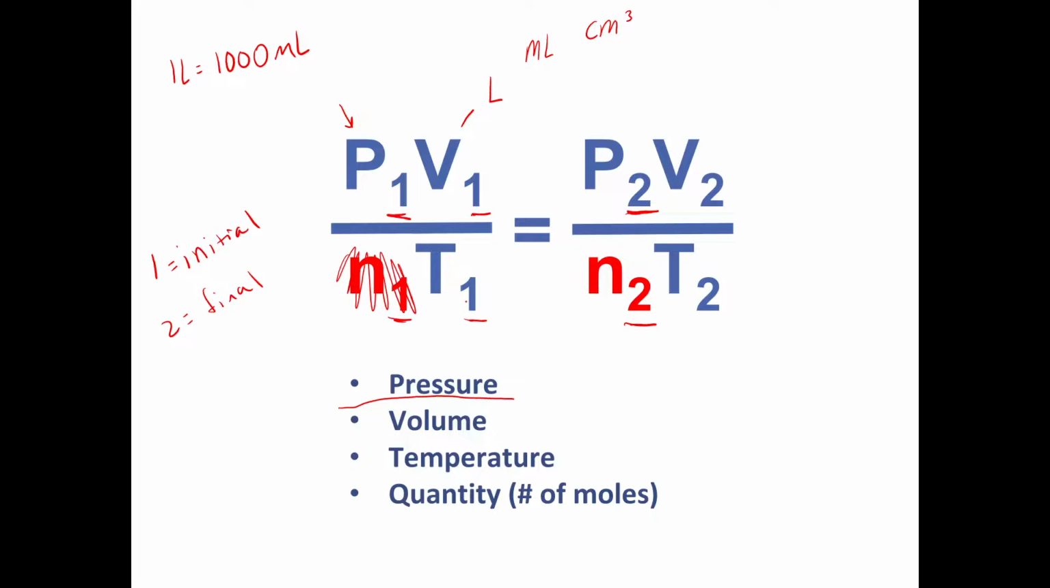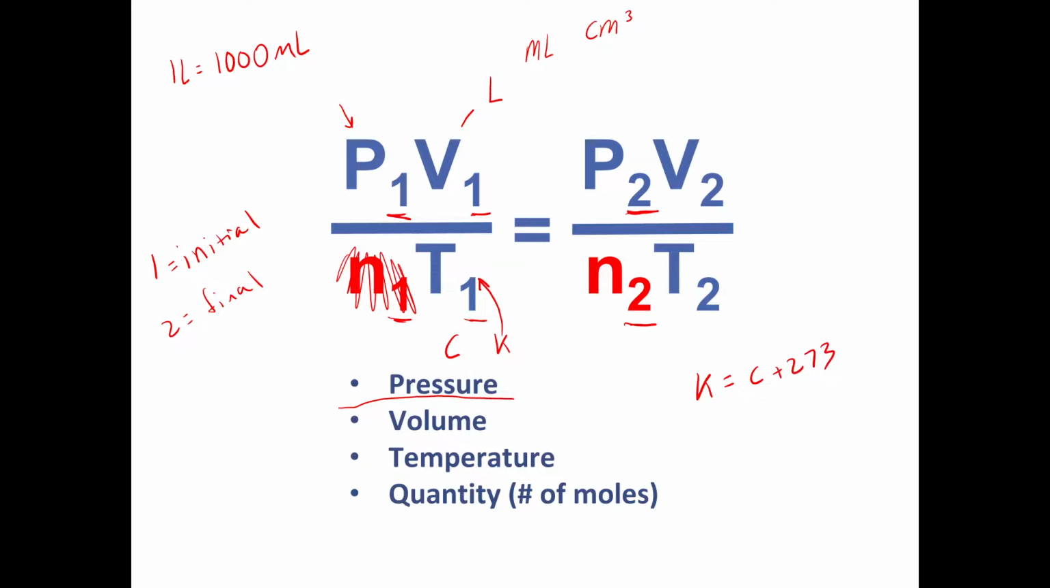Temperature could come in 3 different units. Most likely you'll see 2 of them. You're either going to see Celsius or you're going to see Kelvin. Kelvin is what you need to input into the equation. If you put in Celsius, your answer is going to be wrong. So if they give you Celsius, you're going to have to convert to Kelvin. And the formula for that is Kelvin is equal to Celsius plus 273.